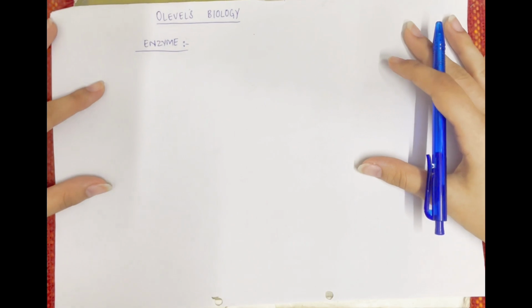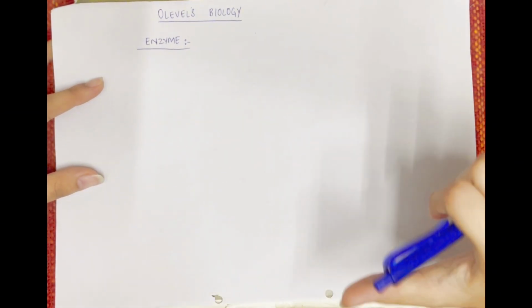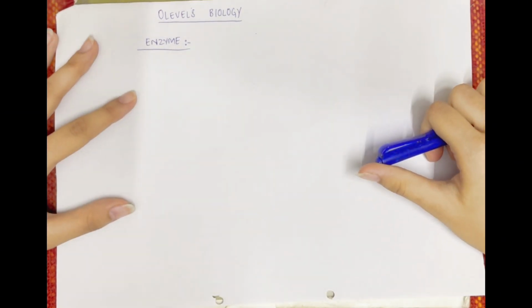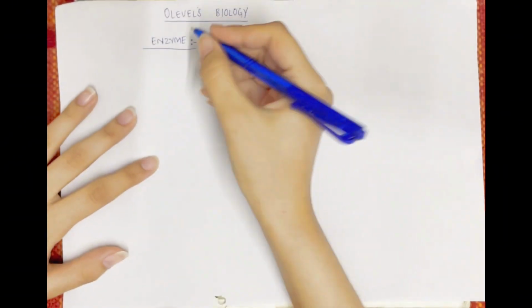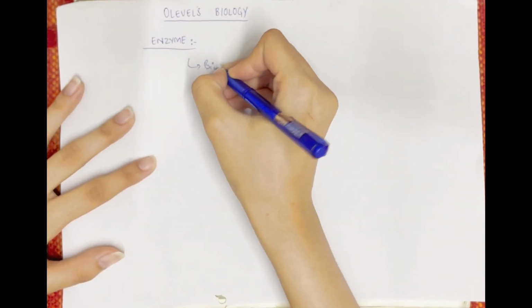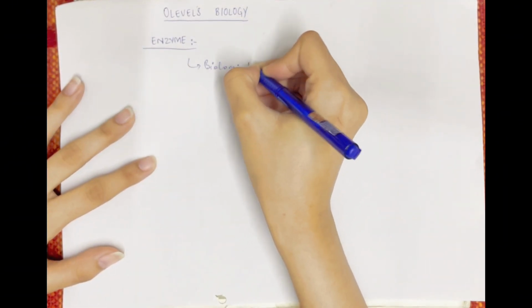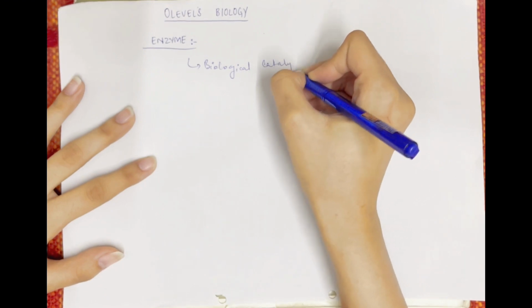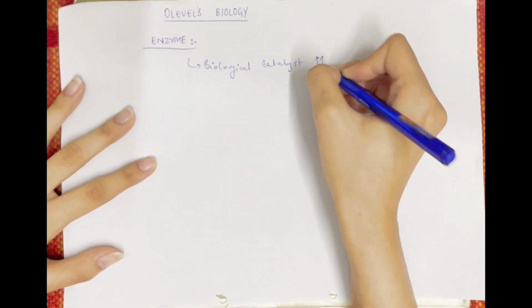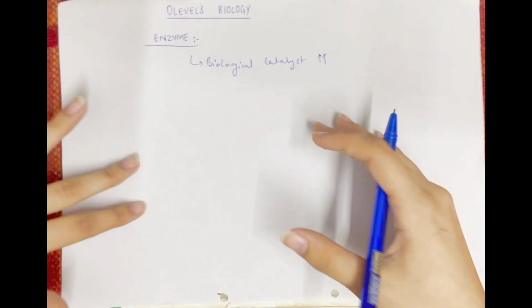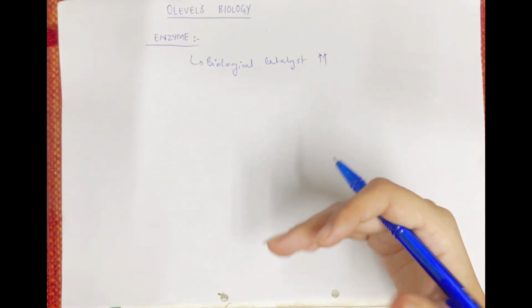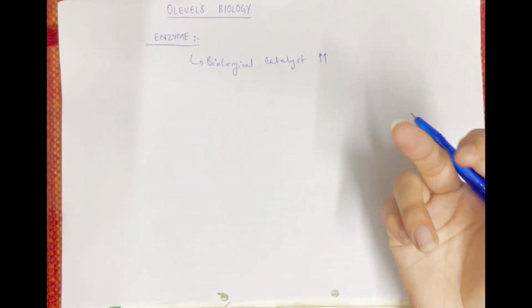The topic that we have for today is enzyme. Let's talk about enzyme in detail. What is an enzyme? Enzymes are basically biological catalysts that speed up a chemical reaction. So if enzymes are involved in a reaction, that reaction is speeded up and it is performed very rapidly.